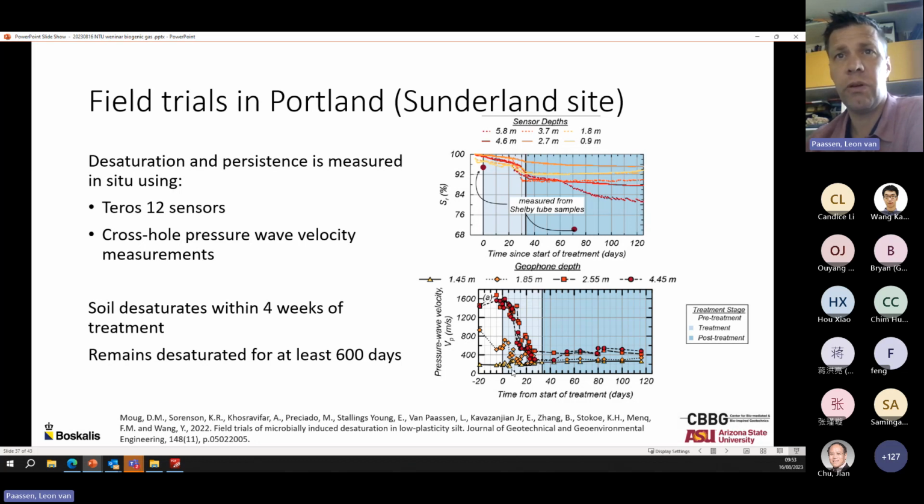Actually, at the top, we already see a low pressure wave velocity because this one is situated in the unsaturated zone. But the deeper sensors, which are situated in the saturated zone, show a large reduction, indicating that we're actively desaturating the soils. And we also saw that afterwards they remained low. In this picture you can see 120 days, but in the paper we recently published on the topic, we demonstrate that after 600 days there was still a reduced pressure wave velocity in those locations.